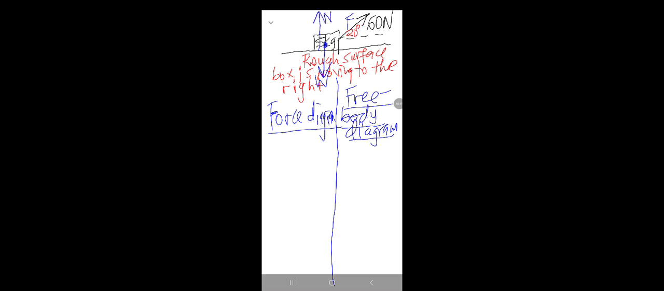Then, since the object is moving to the right, the friction must oppose the direction, which means the friction must be to this direction, small letter f. The type of frictional force here is going to be kinetic frictional force, since the object is moving. But I'm just writing small letter f, guys, to be safe. If there is friction, just write a small letter f to be safe.